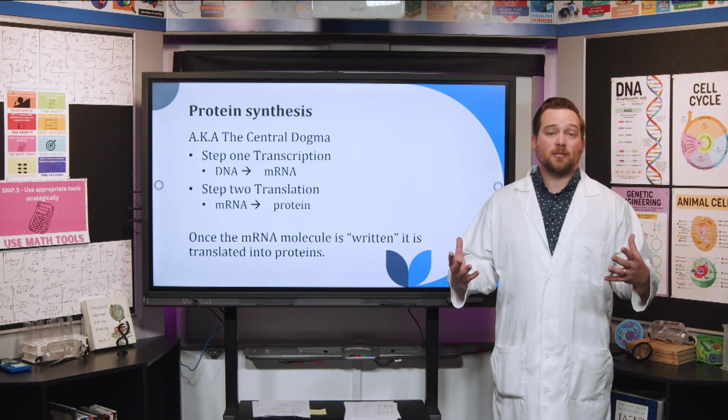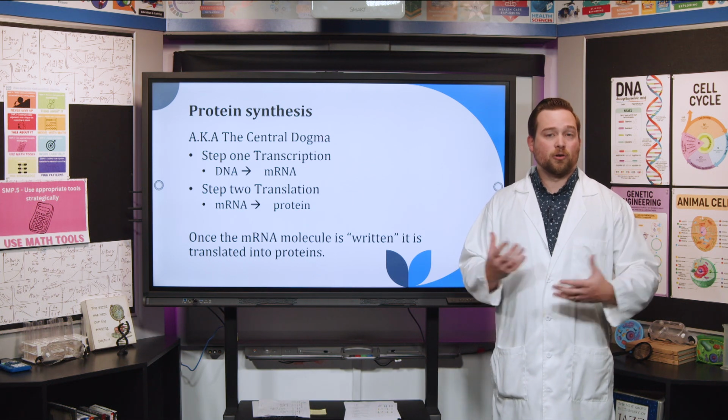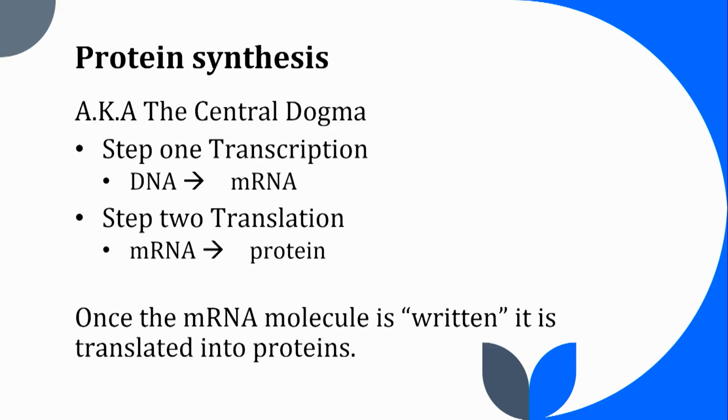So, protein synthesis, just as a reminder, another name that you might see for protein synthesis is the central dogma, okay? And this process has two steps. The first step is known as transcription, and in transcription we go from DNA to messenger RNA, and that happens in the nucleus. The next part is known as translation, and that's step 2. In translation, we go from messenger RNA to protein, and this happens in the cytoplasm.